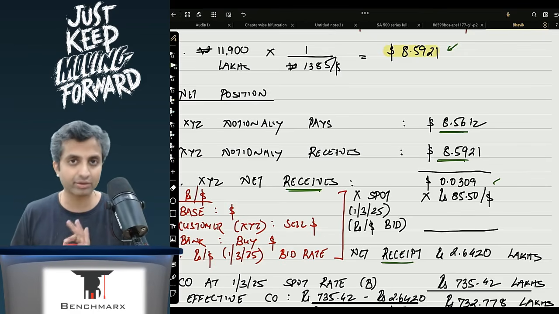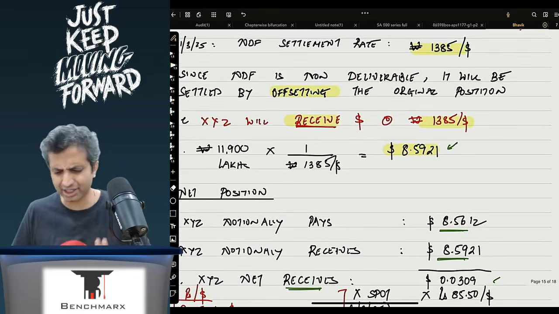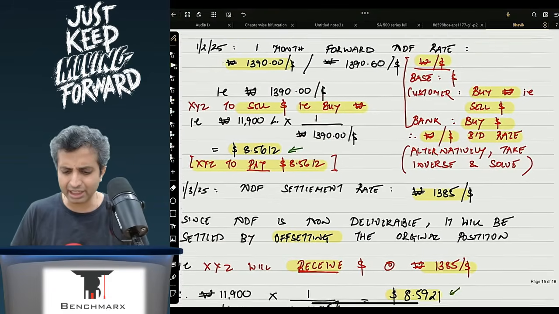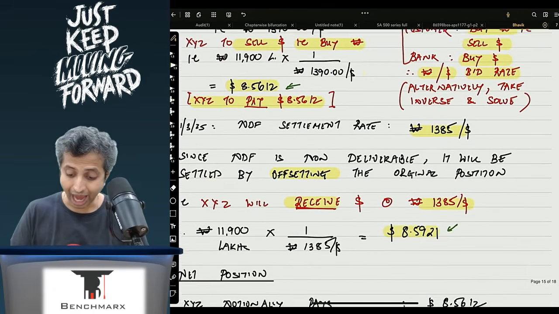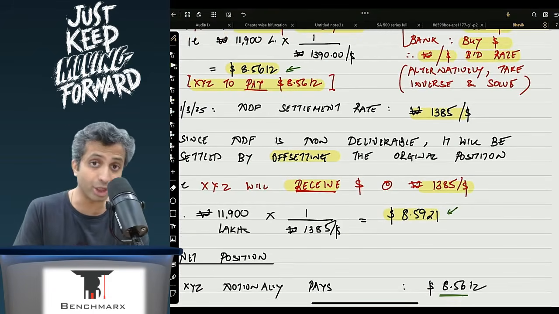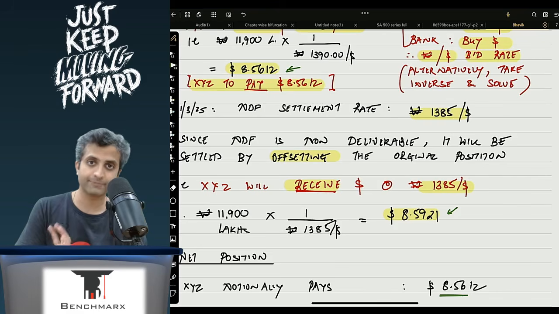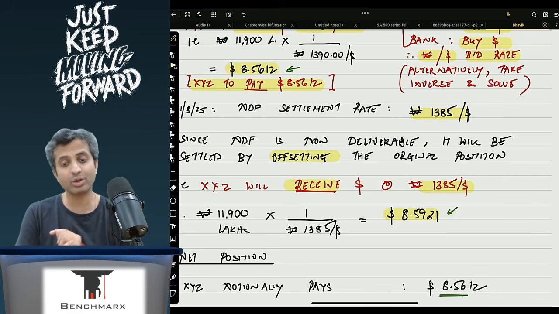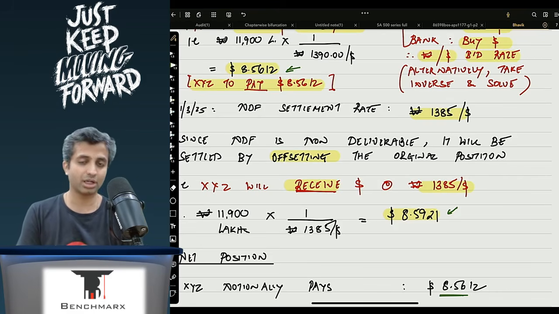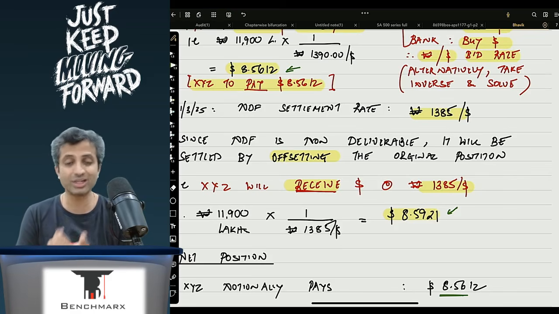Now this is one leg of the transaction. Some student might say, okay sir, rather than doing all of this, I can directly compare 1390 and 1385. Well, you can do that, but you need to be very clear whether it is a gain or a loss. And 1390 and 1385 are in won to the dollar terms. You need to find it in dollars.